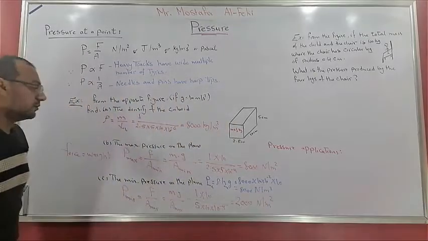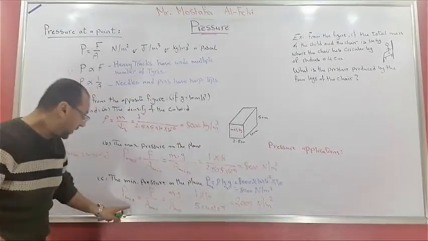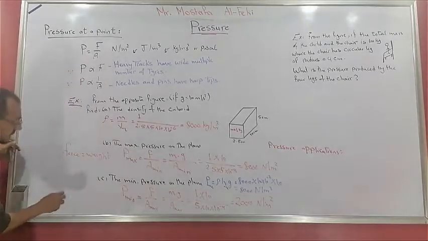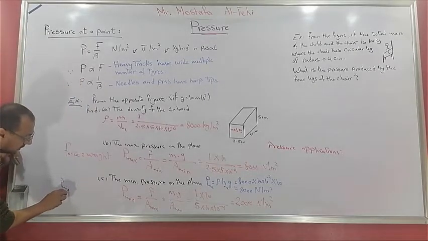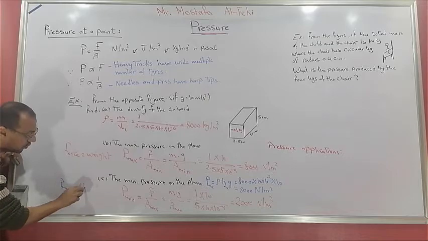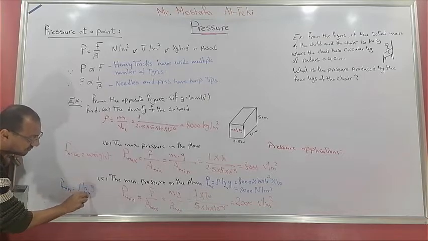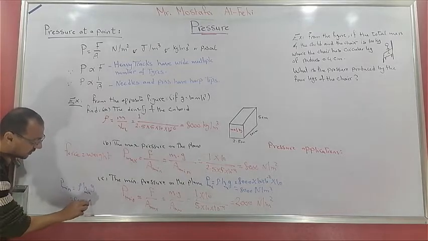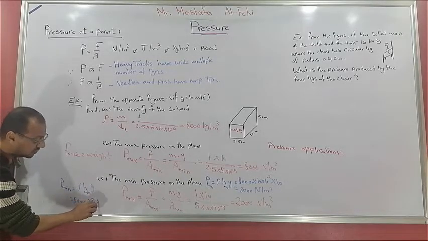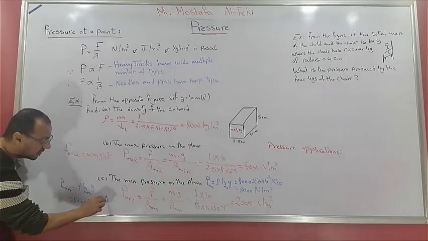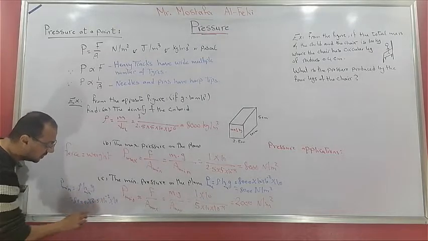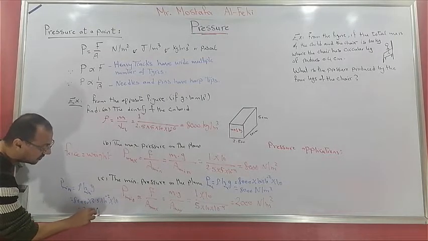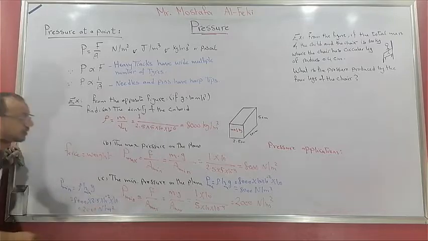By another way to find the minimum pressure, P minimum equals rho h g. H minimum, the smallest dimension, equals 8,000 times the smallest dimension 2.5 times 10 power negative 2 times the gravity 10, equals 2,000 Newton per meter squared.